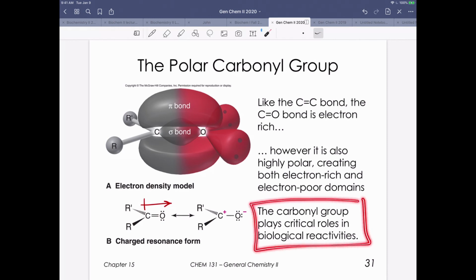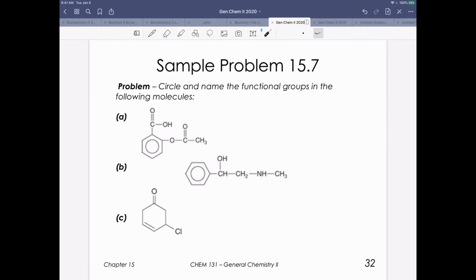So not anything that we're going to get to in this course, but if you look at a lot of different biological molecules, whether it's sugars, fats, or proteins, they all have a carbonyl group as part of a functional group that's in those molecules. So it's a really important functional group for biological reactivity. All right, so let's go ahead and practice a few problems.